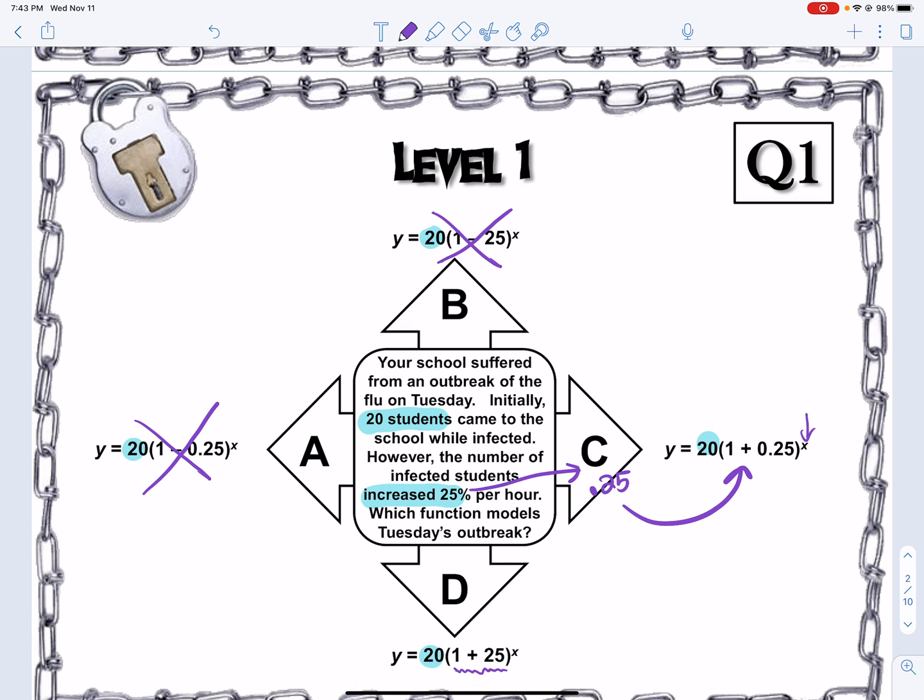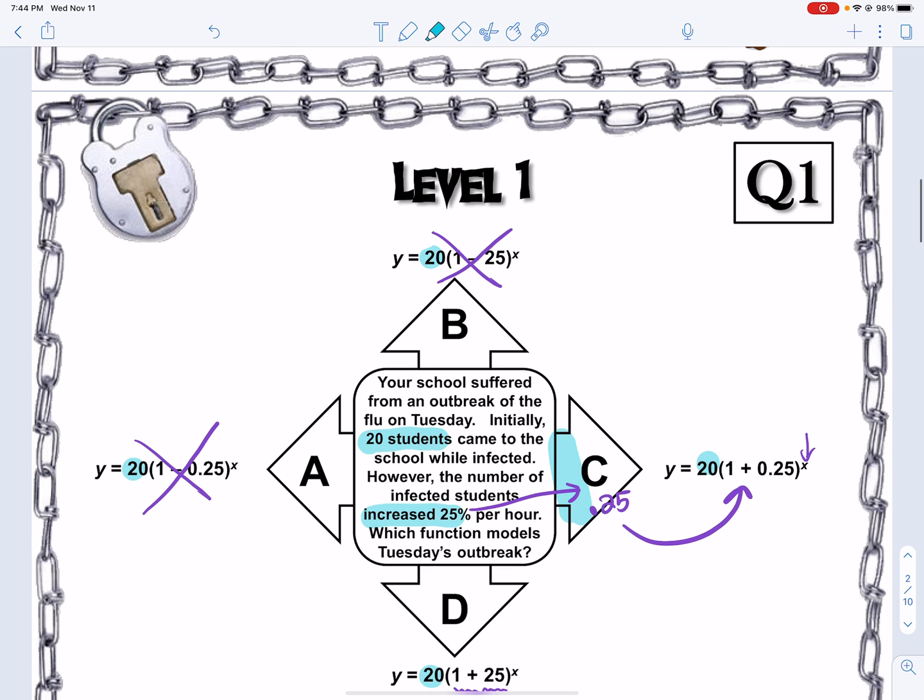And it's always 1 plus because you're taking 100% of what's there, which is 1, and you're adding the percentage. Or like if you drive a car off the lot, we're going to do that in a second, you're going to take 100% of what's there and you're going to subtract the percentage. So this answer is C.